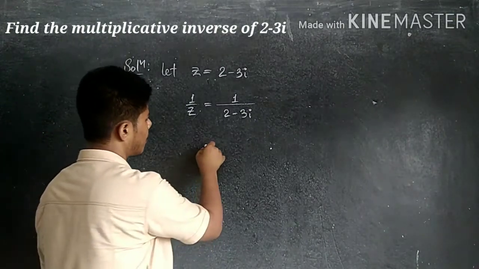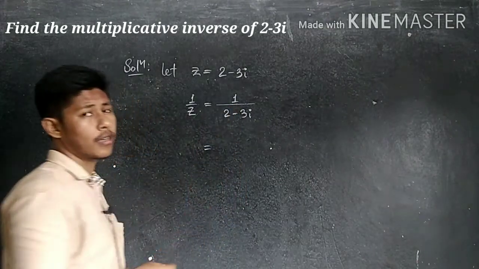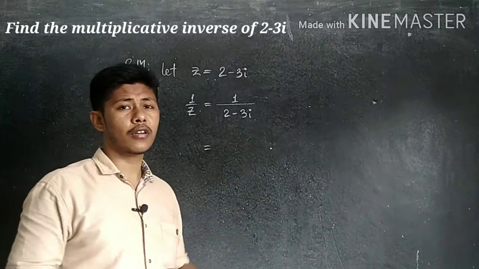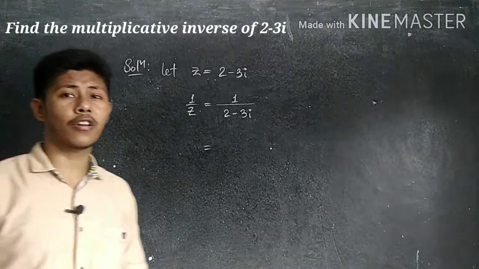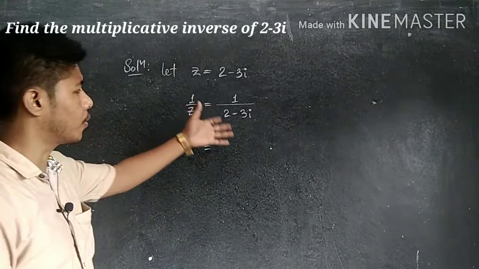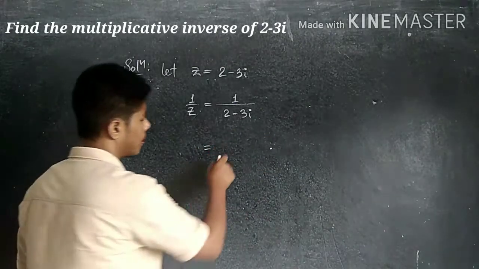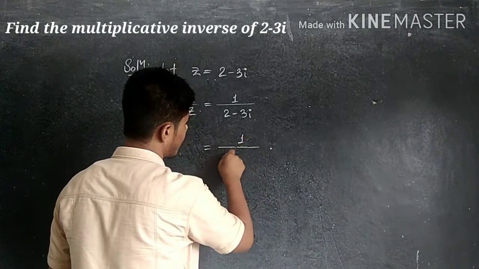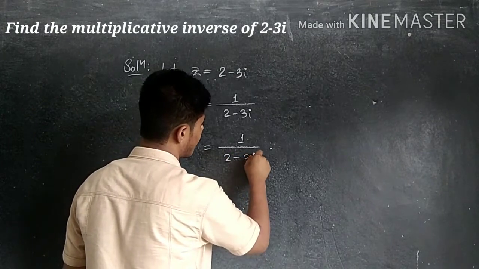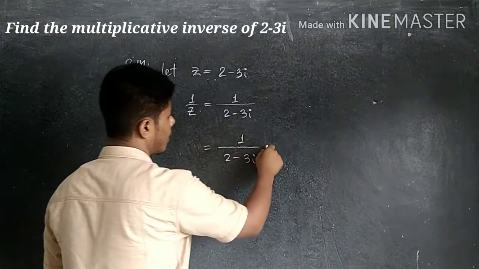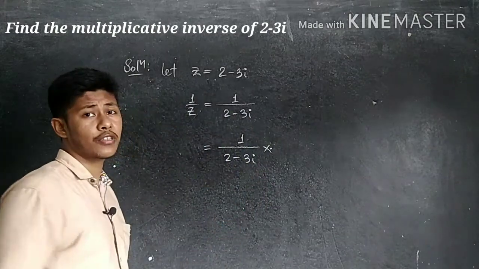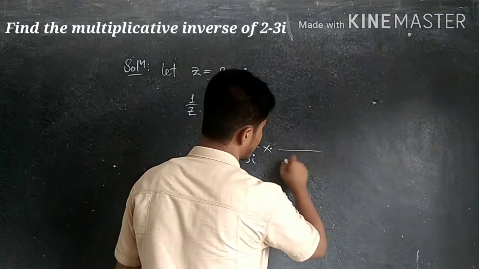You have to rearrange this result because i is in the denominator, so we have to eliminate this i from the denominator. For that reason, what you have to do here is multiply it by the conjugate. The result is 1 divided by 2 minus 3i, and the conjugate of 2 minus 3i is 2 plus 3i.